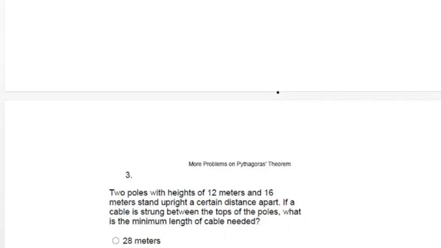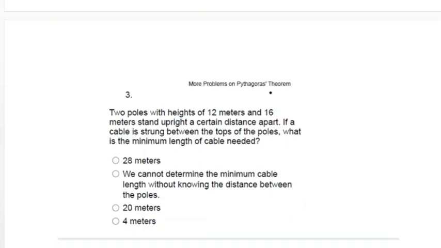Okay, the third question. We have two poles with heights 12 meters and 16 meters standing upright a certain distance apart. If a cable is strung between the tops of the poles, what is the minimum length of the cable? Now, let's have it here. This is the first pole, and we have another pole. This one is 16, while this one is 12.